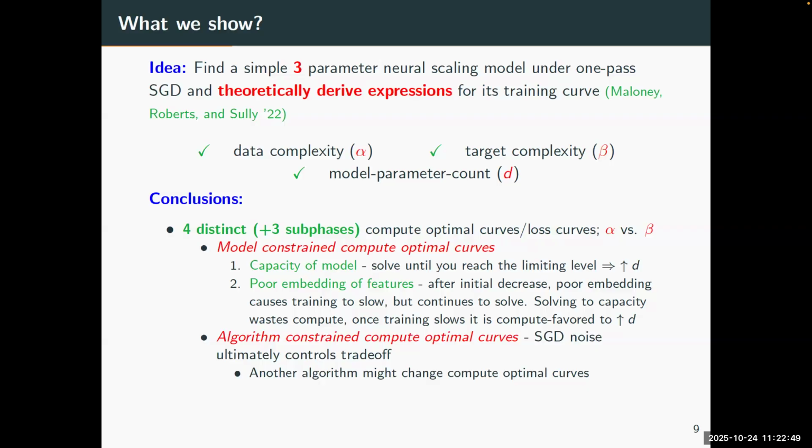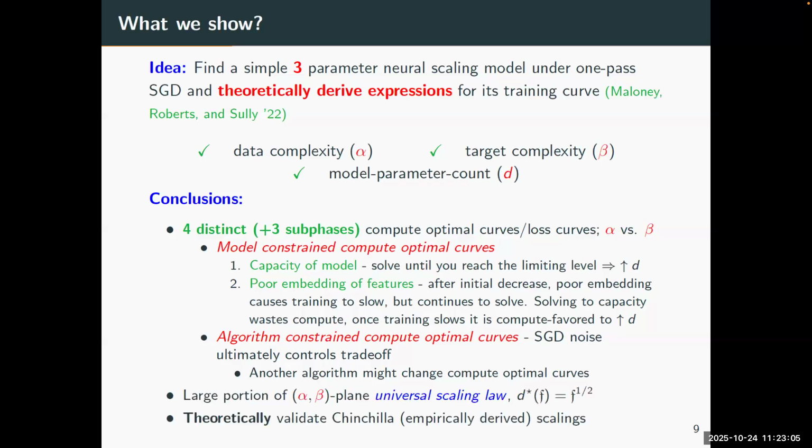But you can also be constrained by the actual algorithm itself. These are stochastic algorithms. They have noise from the stochasticity that can also affect the training dynamics. So the question is the effects of the algorithm itself. And what we'll show is actually something really cool, which is that for a really, really large portion of your alpha-beta plane, you recover Chinchilla scaling. So even on this simple model, you can see under what data complexity and target complexity you actually get flops to the 1/2, which, if you translate everything over, is the same thing as Chinchilla scaling.